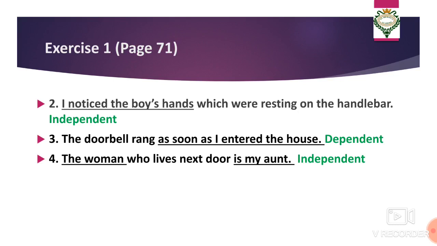Next, the woman who lives next door is my aunt. The woman is my aunt. This portion makes a complete meaning. That's why it is an independent clause.